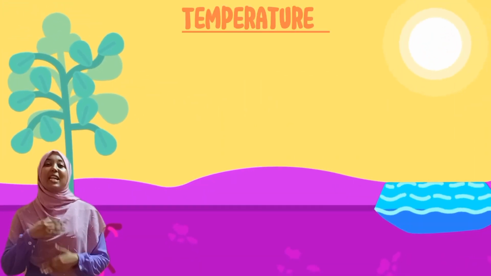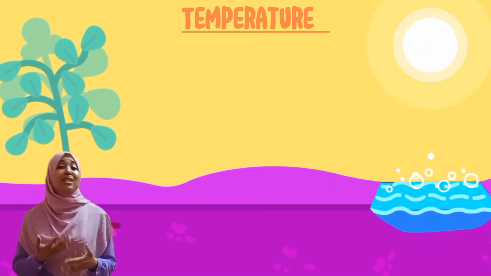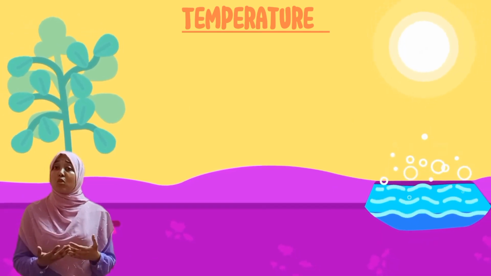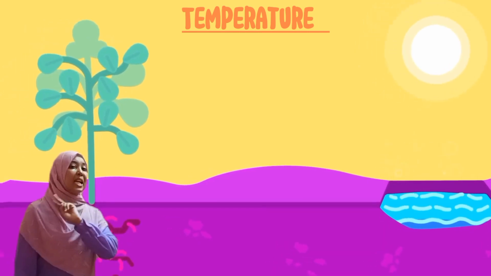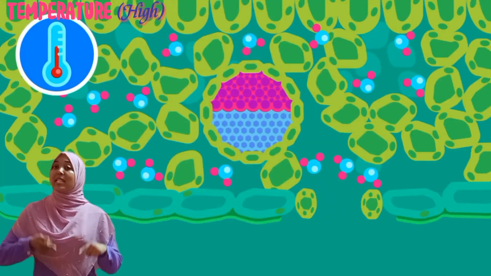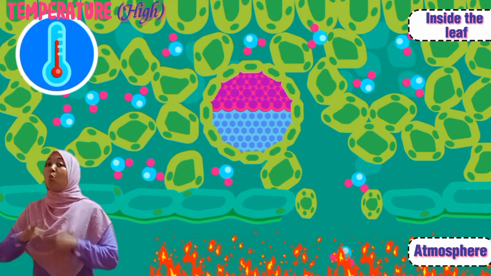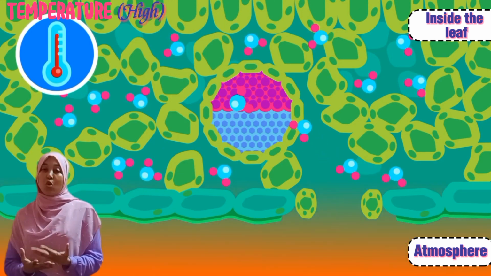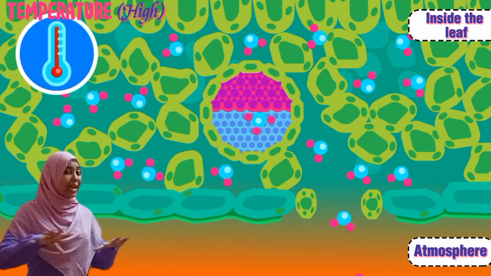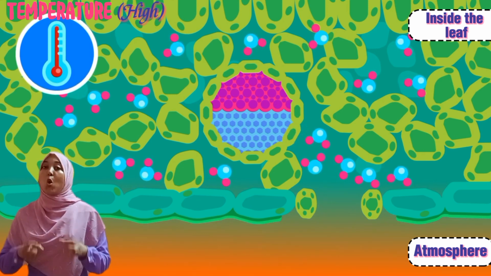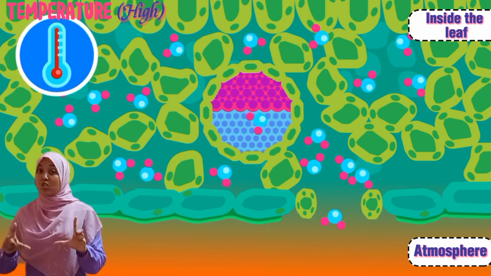High temperatures increase the rate of transpiration. This simply means that they cause a lot of water vapor to be lost from the plant. Now, they do so in two ways. Number one is that they increase the internal temperature of the leaf, which in turn increases the rate of evaporation. Number two is that high temperatures also dry the area around the leaf, which increases the concentration gradient.